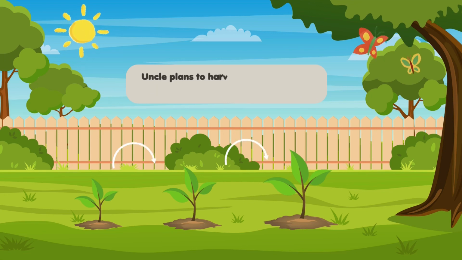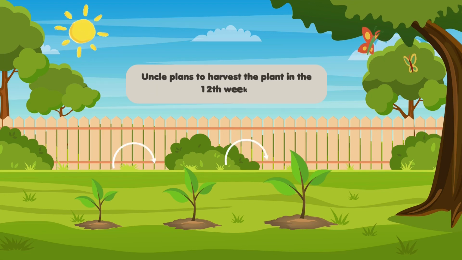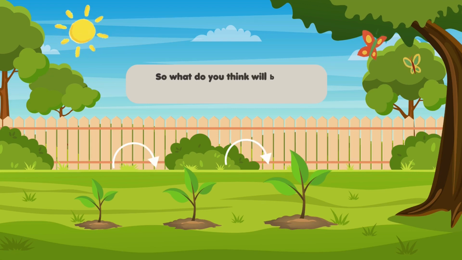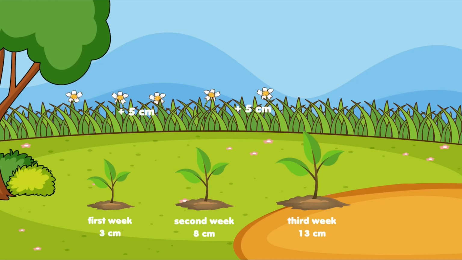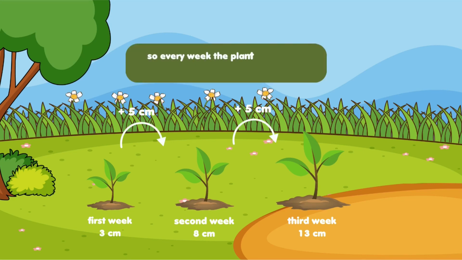Uncle plans to harvest the plant in the 12th week. So, what do you think will be the height of the plant in week 12? Well, try to notice that the increase in plant height from the first week to the second week is 5 centimeters. From the second week to the third week, it is also the same 5 centimeters. For the following weeks, we assume the same increase, which is 5 centimeters. So every week the plant has a fixed height growth of 5 centimeters.